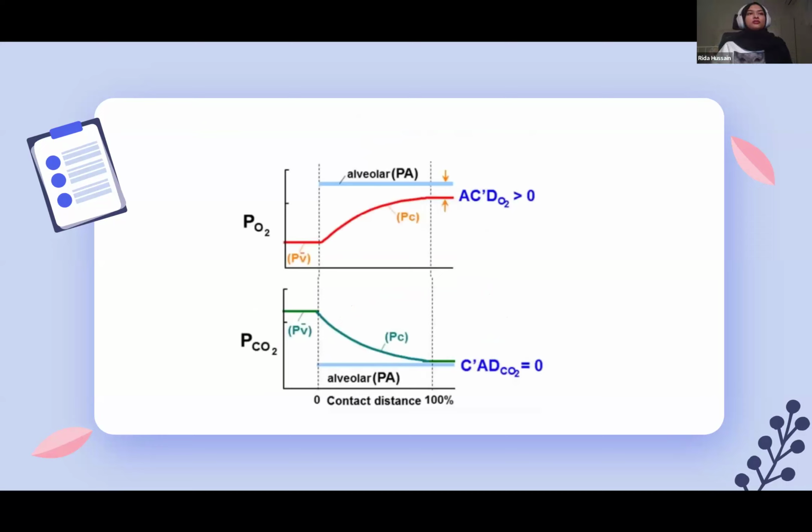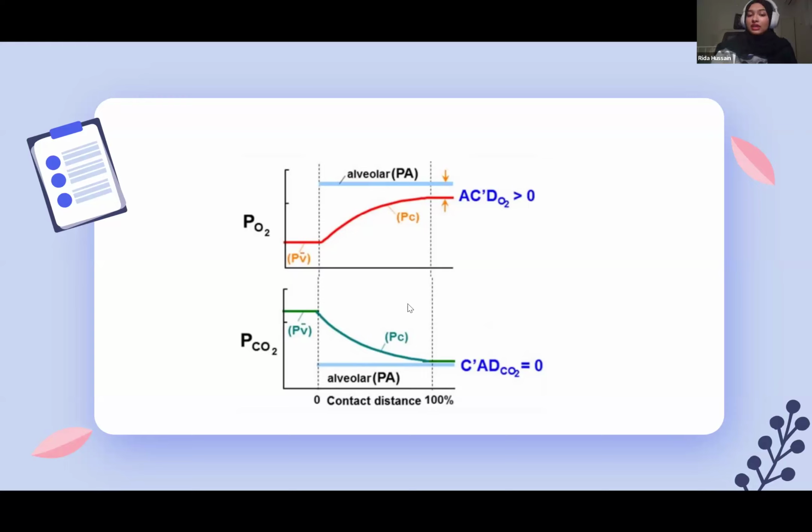Oxygen is just not that great of a soluble agent, which makes it so that there is a difference in the alveolar partial pressure and the capillary partial pressure of oxygen. What this symbol basically means is that the alveolar-capillary difference of oxygen is greater than 0. So there is a difference, okay?